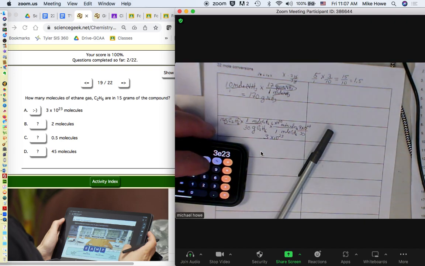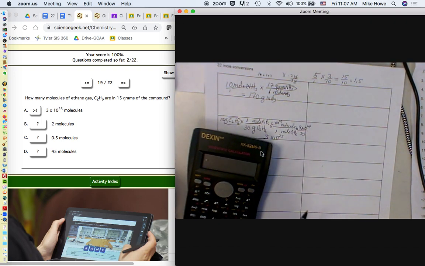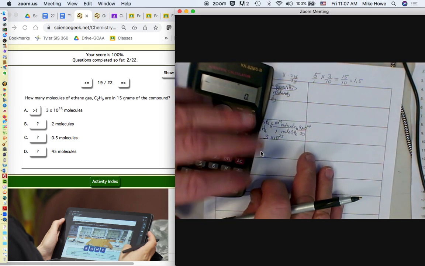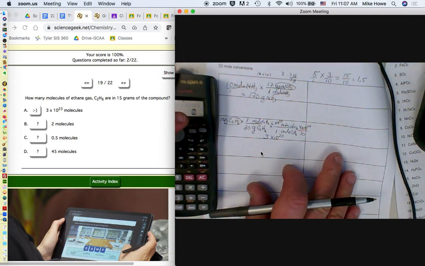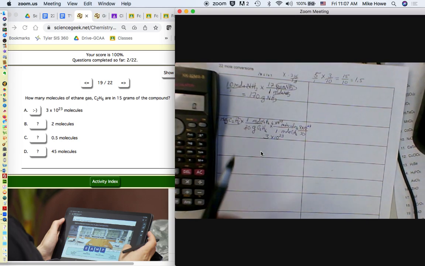Now I'm going to show you how to type this in on a different calculator. Here it is again. So this one has got a button on it called the EXP key. So let's do that. So I'd have 15.